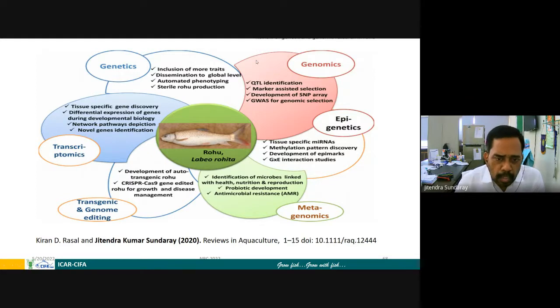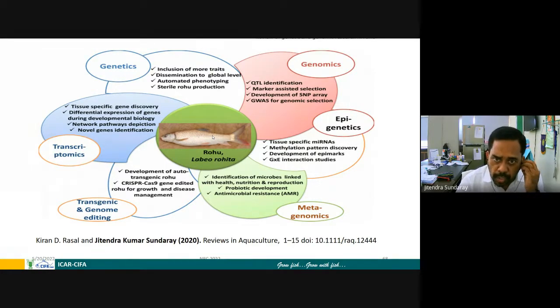So I have taken rohu as a model fish, what we have been working on actually. So we are looking into genetics, inclusion of more traits. We are looking for high fecundity. We are looking for what is a good quality fortified fish. We are looking for a short reproduction process, right? And phenotyping and sterile reproduction. These are the new traits we are looking for in genetics.